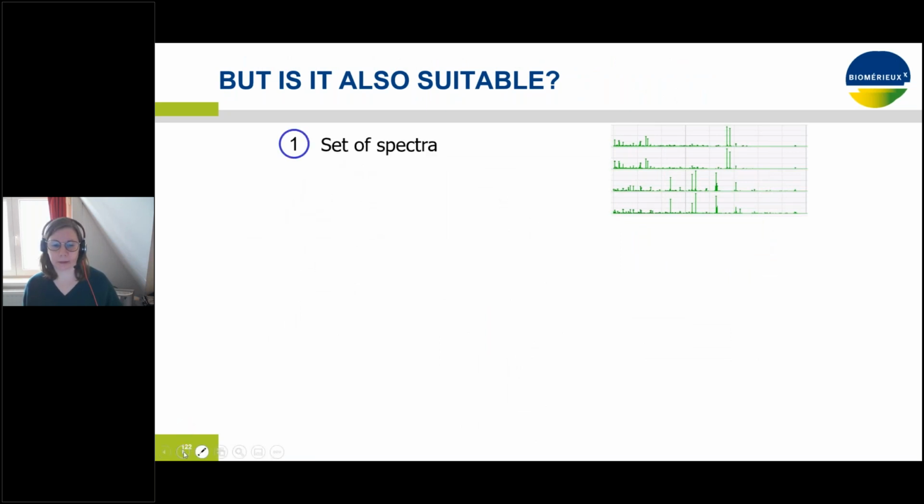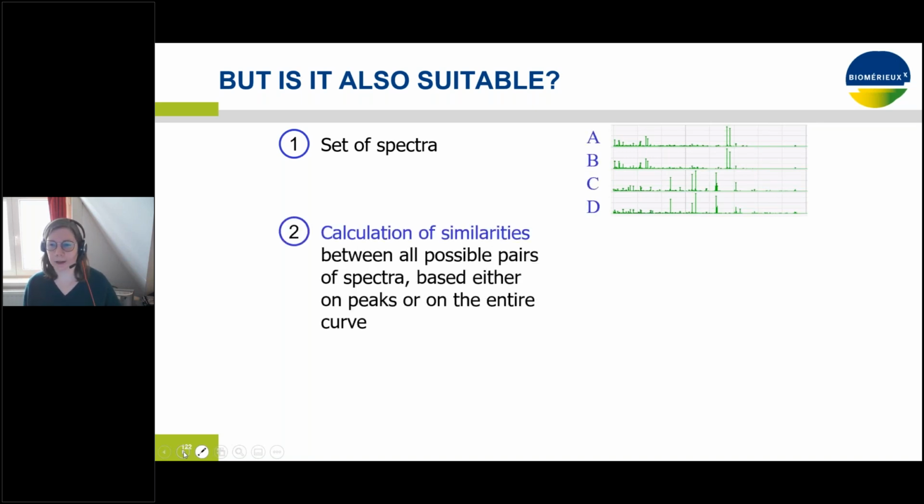So I would also like to give you a bit more background information on what a dendrogram is exactly, so that you can understand where it can fail and where it is good to use it. If you have a set of spectra, you will first calculate the similarity between all the different pairs of spectra. You can use different methods to do that. You can base it on the entire spectra, on the peak list, or on a subset of peaks. There, your choice is free.